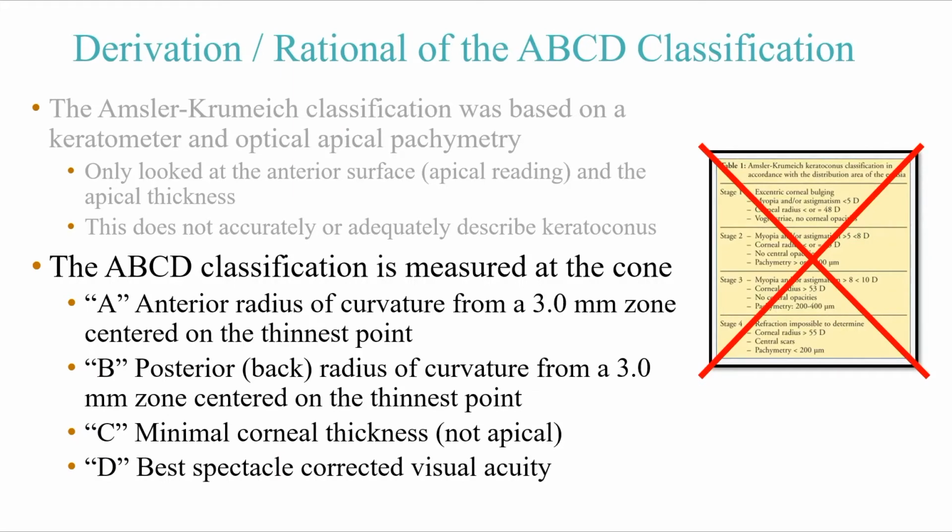So the ABCD was really developed because of the lack of a tomographically based system that was recognized in that consensus document. The ABCD looks at each anatomical layer individually. A stands for anterior, and it's the anterior radius of curvature, taken from a 3 mm zone centered on the thinnest point, not an apical reading. B stands for back. It's the posterior radius of curvature, again, from a 3 mm zone centered on the thinnest point. C is minimal corneal thickness, again, not an apical reading. And D is user-entered best spectacle corrected distance visual acuity.